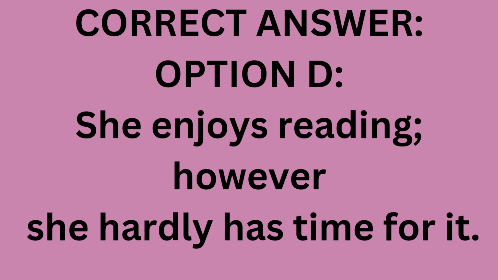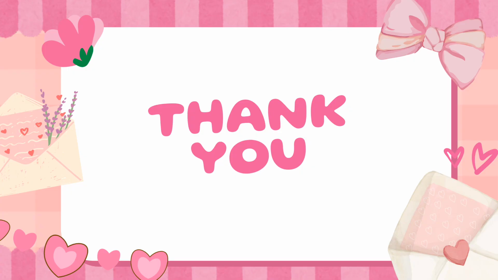All right, so it's been a great work today. Let's recap the key points. 1. Use commas with FANBOYS to join independent clauses in order to form a compound sentence. 2. Use semicolons to connect closely related independent clauses. And 3. Use semicolons and transitional words to show relationship between ideas.